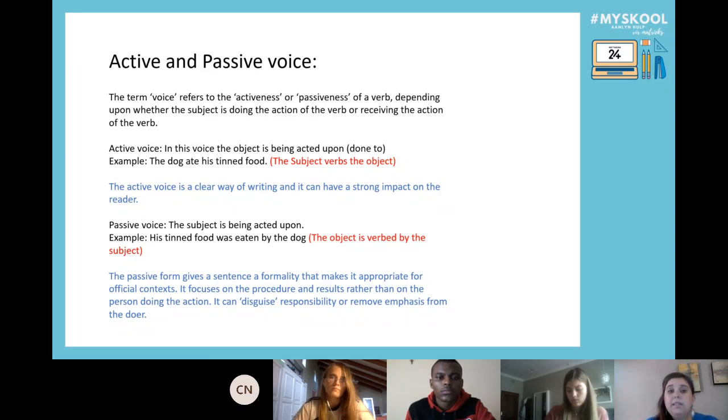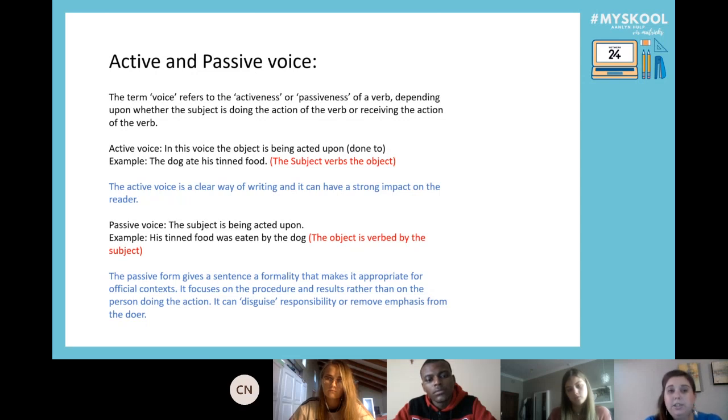If you have a look at the sentences I used there, the dog ate his tin food, the subject verbs the object. In the passive voice, his tin food was eaten by the dog. The object is verbed by the subject. Now, people, you'll understand what I mean with this just now.